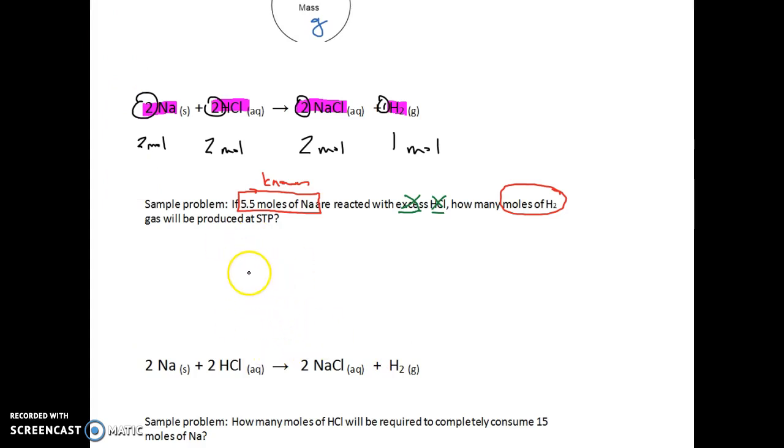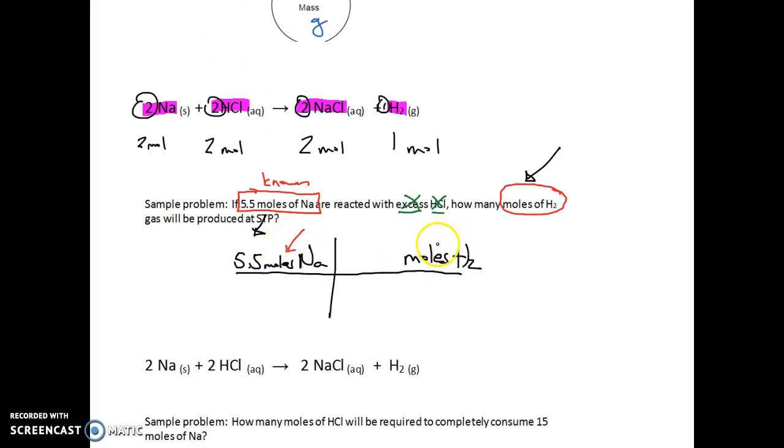So what we're going to do is we're going to set this problem up just like we set up most mole problems. We put our known value right here in the upper left-hand part of our picket fence. So we have 5.5 moles of sodium. Okay, there's my known value. My unknown value is right there, moles of H2. So I'm going to write moles of H2. Okay, so what I'm doing in this problem is I'm starting off with moles of one thing, and I'm ending up at moles of something different.